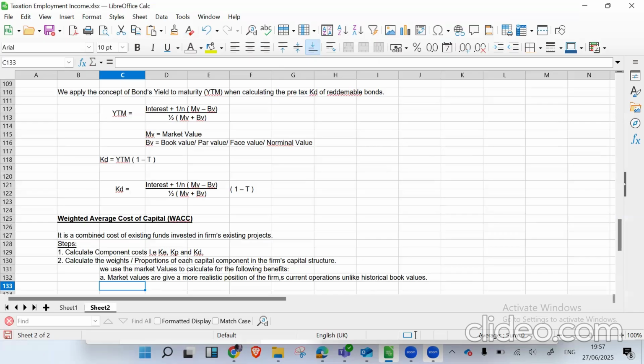Number B, investments are always valued at their market rates. Hence, their cost should also be determined based on the market.